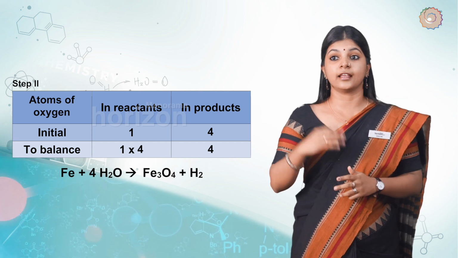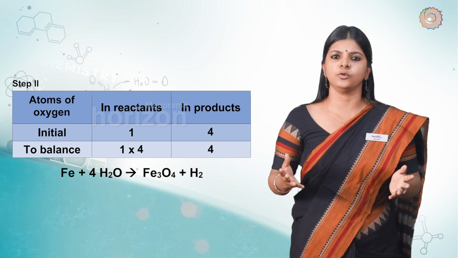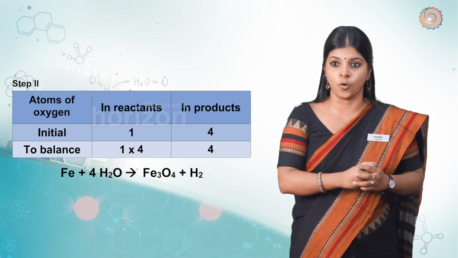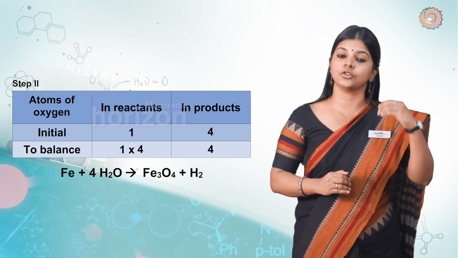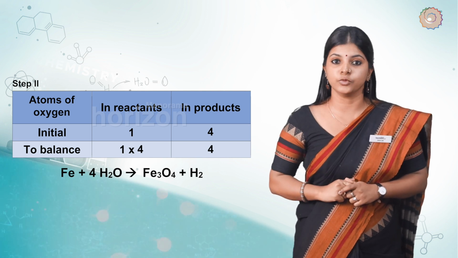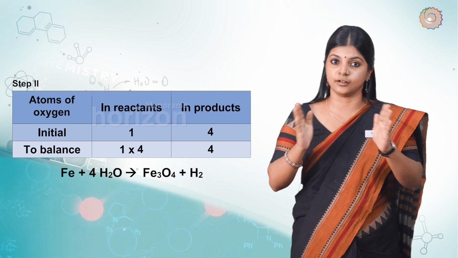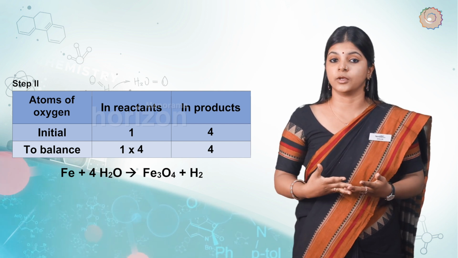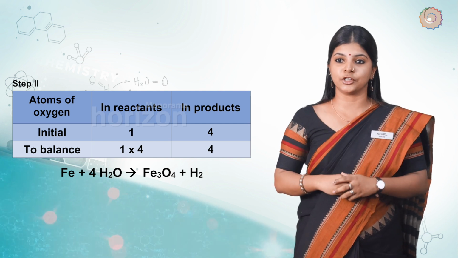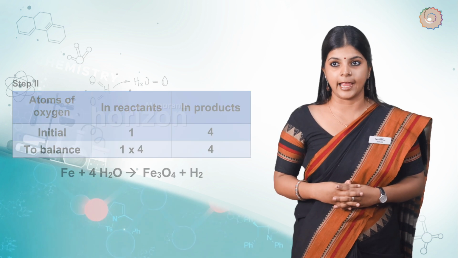On the right hand side, there are 4 oxygen atoms, whereas on the reactant side, there is just 1 oxygen atom. So what do we do? We are going to multiply by 4 on the LHS, that is in front of H2O, so as to get 4 oxygen atoms on the reactant as well as the product side. A very important point that you need to note here is that you cannot add or subtract numbers in front of these molecules in order to balance an equation. You can only multiply with numbers to balance the equation. So now the equation becomes Fe plus 4H2O giving Fe3O4 plus H2.